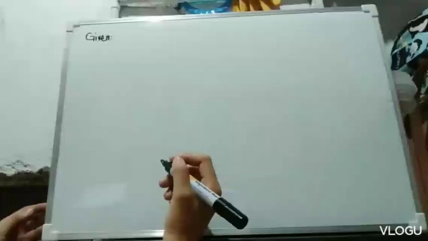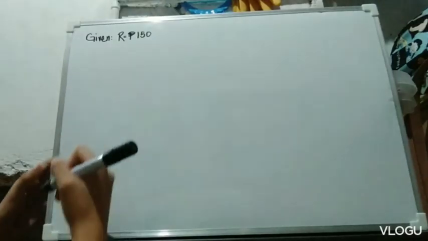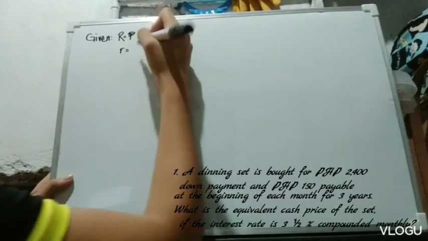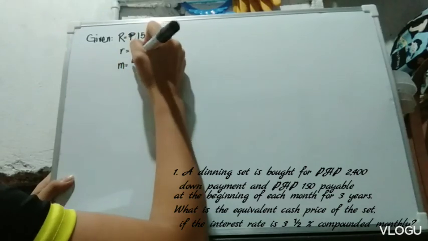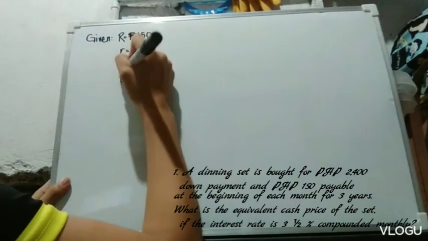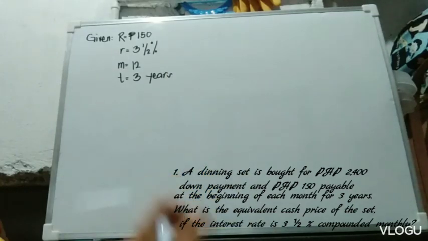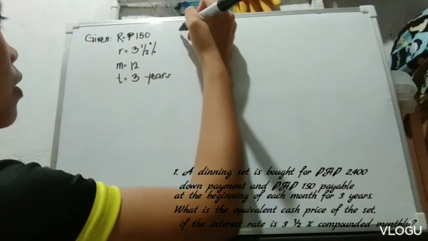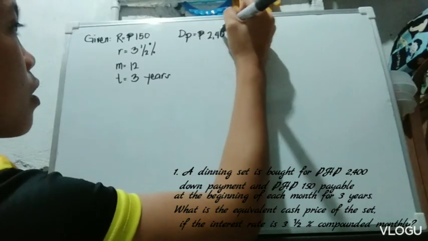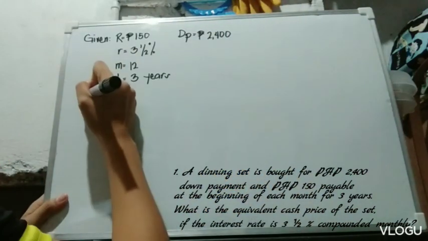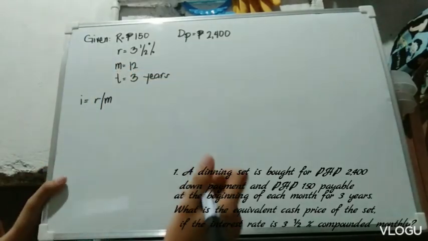So first, let's identify the given in the problem. R is 150 pesos, rate is 3.5%, M is 12 because it is compounded monthly, T is 3 years, down payment is 2,400. So let's find out what is the value of our I and the value of our N.